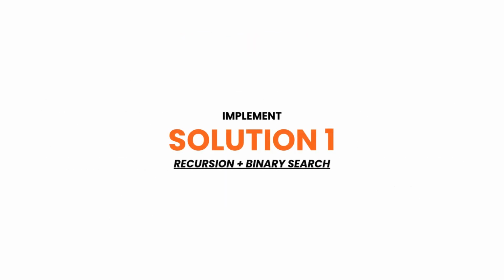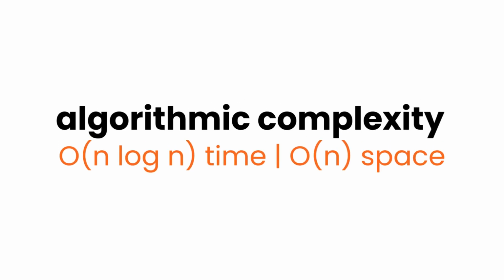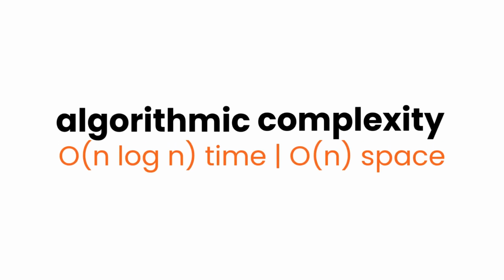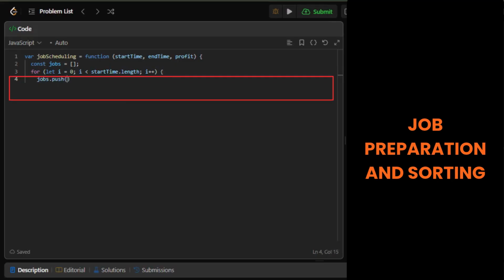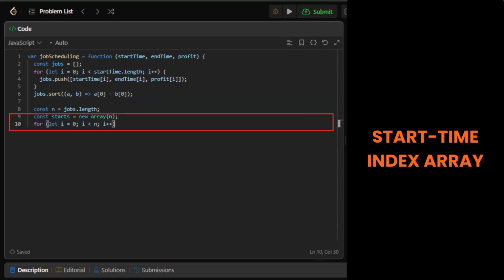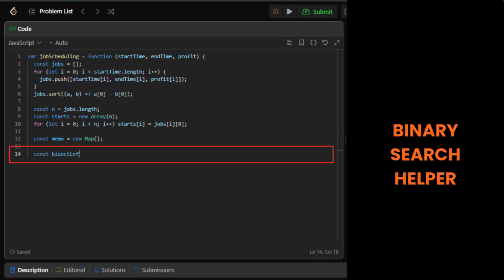Now let's try to implement it using solution 1. Efficiency overview: the time complexity is O(n log n), and the space complexity is O(n). We combine start time, end time, and profit into a single structure and sort jobs by start time so future searches are efficient. This array allows us to binary search the next job that doesn't overlap with the current one. This helper finds the earliest job whose start time is at least the given target end time.